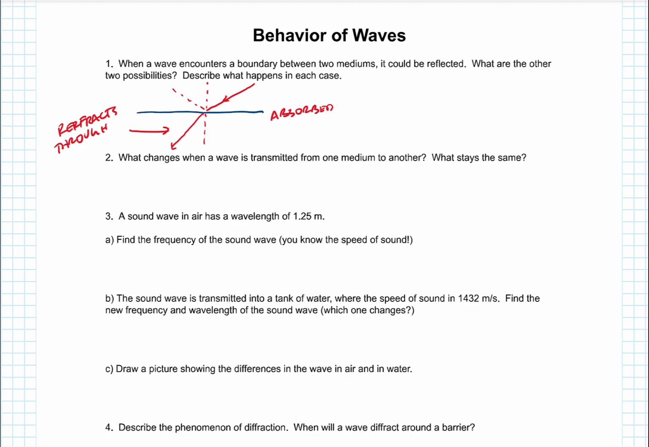So what changes when a wave is transmitted from one medium to another? If we change medium, we change velocity. And if we change velocity, we change the wavelength. But the frequency stays the same.